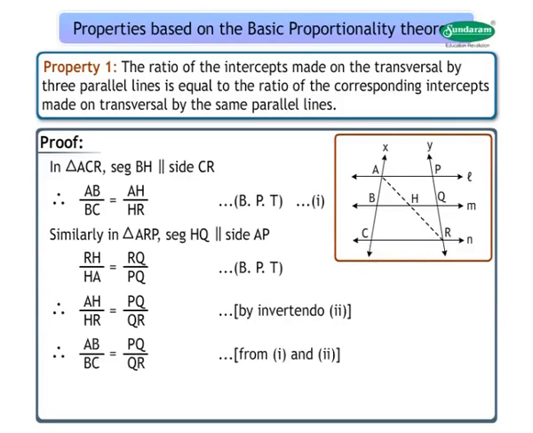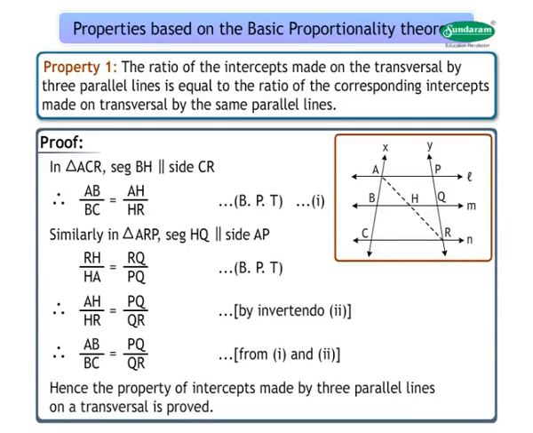Therefore, from statement 1 and 2, we get AB upon BC is equal to PQ upon QR. Hence, the property of intercepts made by three parallel lines on a transversal is proved.